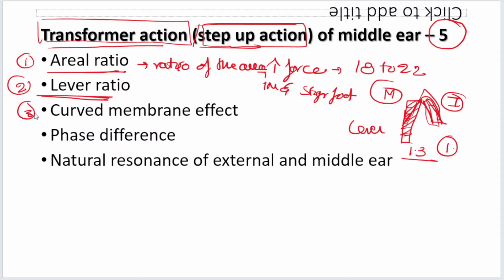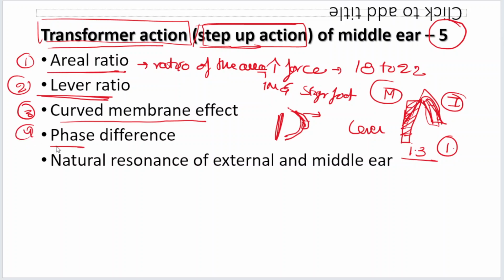The third one is the curved membrane effect. The tympanic membrane is not like a flat drum. It is actually curved inward because the tensor tympani tendon is pulling it inward. So there is a curved membrane effect.